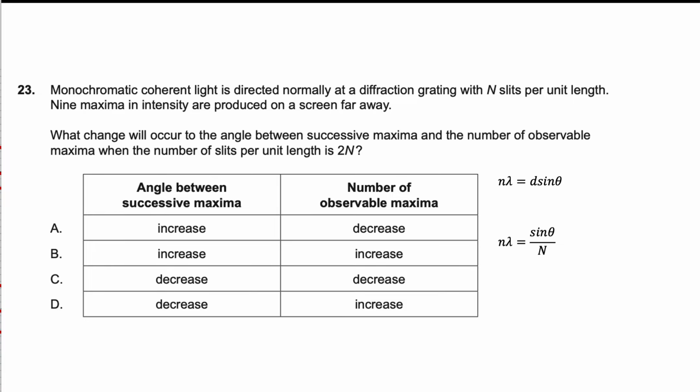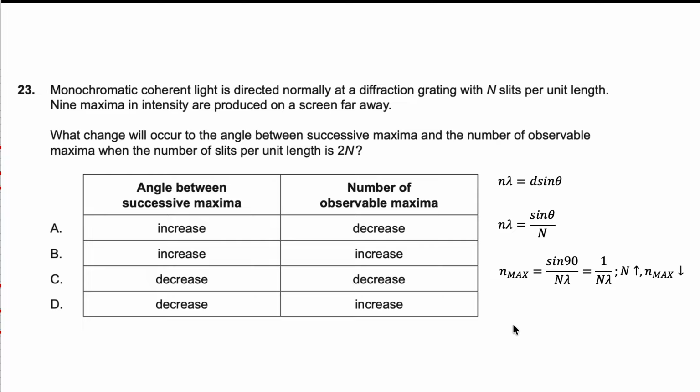Let's go through it. Firstly, we're going to acknowledge that our d is written in a slightly different way. We notice here that we've got N slits per unit length. So what this means is, for every meter, for example, we've got N slits. So instead of d here, I'm going to put a 1 over capital N. All right, so that's going to be important.